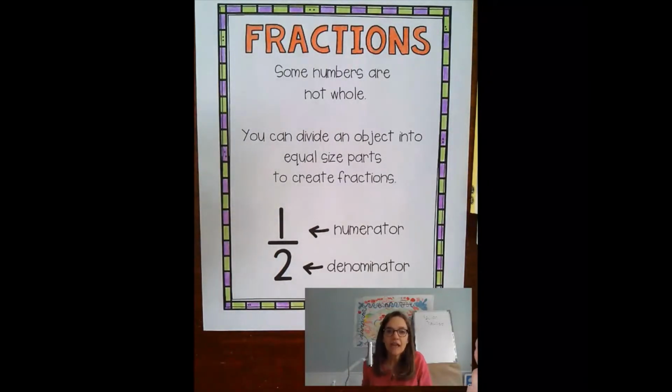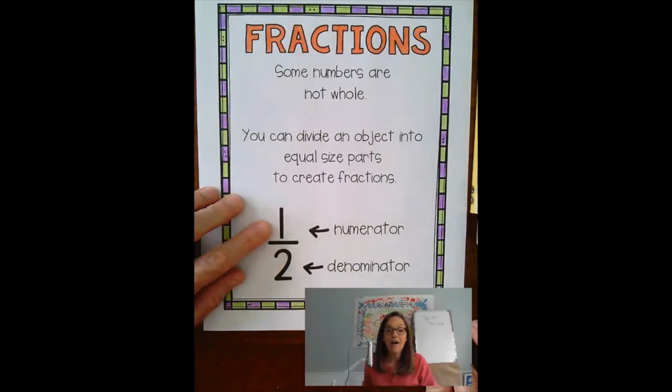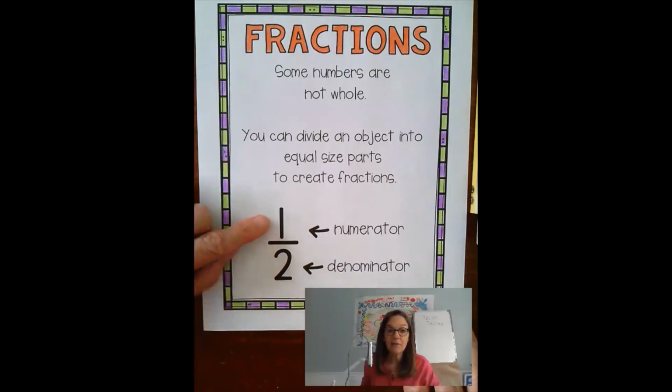So if you have a cookie and you divide it in half, that means you make two pieces, and then you have 1/2. Remembering that the bottom number tells us how many pieces there are in the whole thing, and the top number is how many of the pieces that we're talking about, okay?